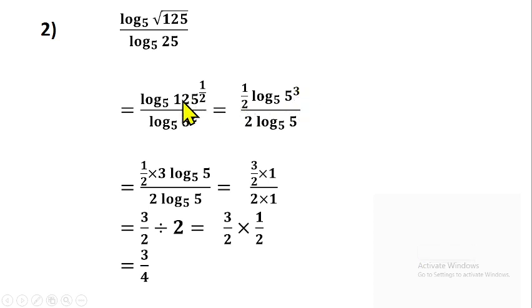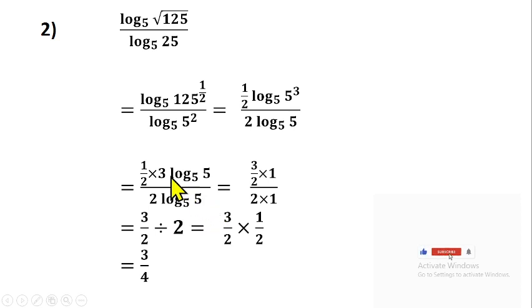5 raised to power 3 gives us 125. That will be 5 times 5 times 5. So 125 is the same thing as 5 raised to power 3. Over this, the power 2 also will go to the back here. So you have 2 log 5 base 5 as well. Then also this number here is having a power of 3. So that means 3 also will go to the front as well. So you have 1 over 2 times 3 log 5 base 5 over 2 log 5 base 5.